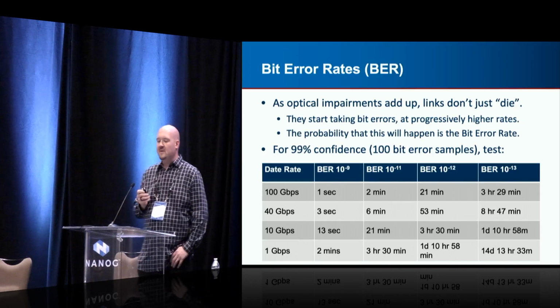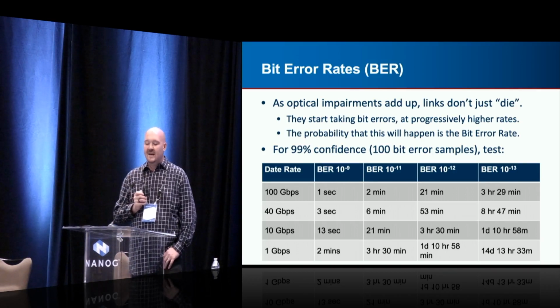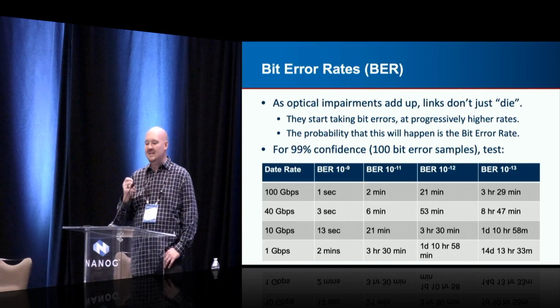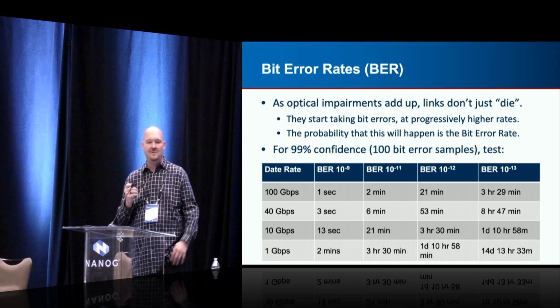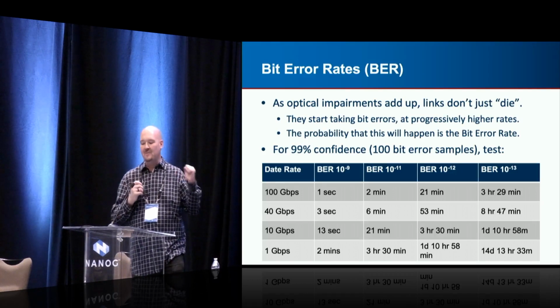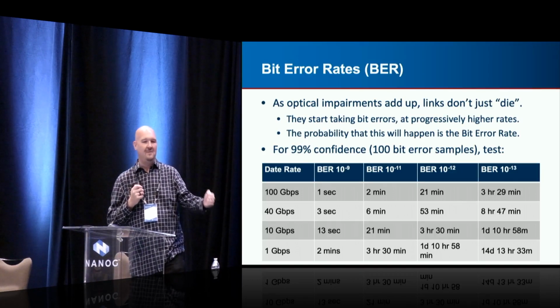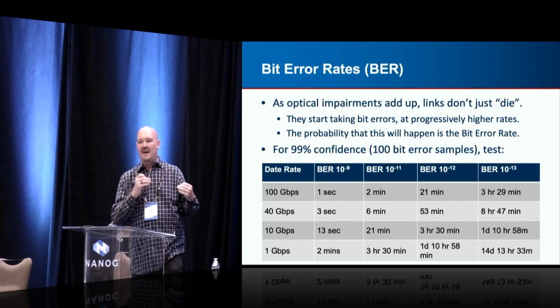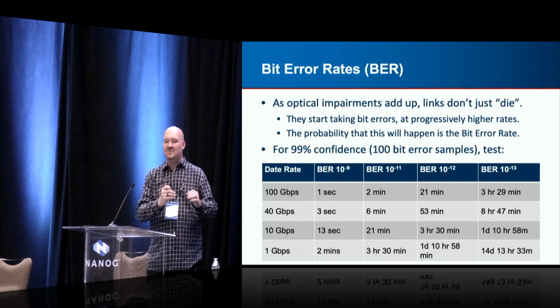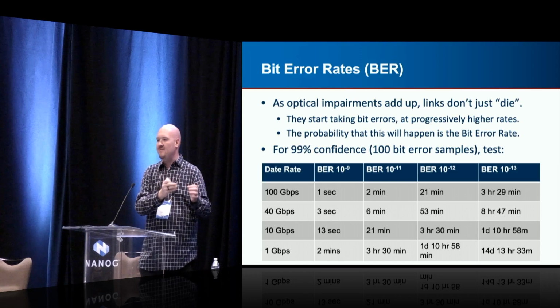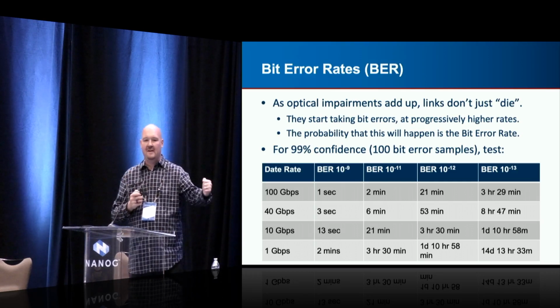So for example, if you want to be 99% confident that a 100 gig link has a 10 to the 13 bit error rate, you have to generate 100 gig traffic for 3 hours and 29 minutes, right? After you've done 3 hours and 29 minutes of traffic and you've seen no loss, then you have a 99% confidence this is the bit error rate.